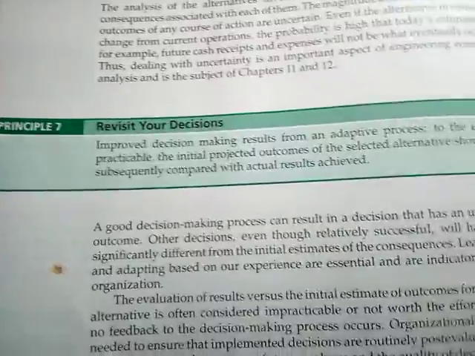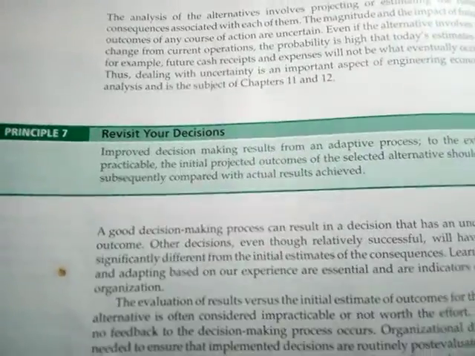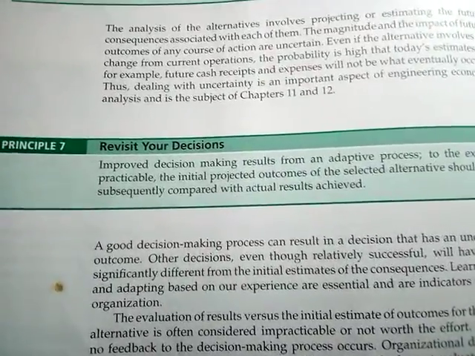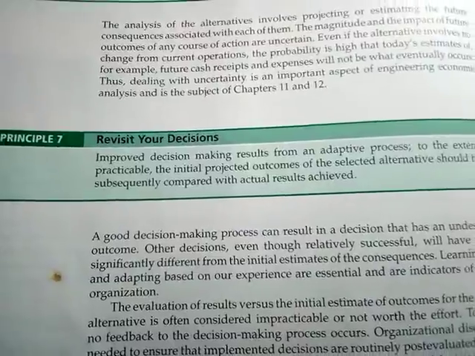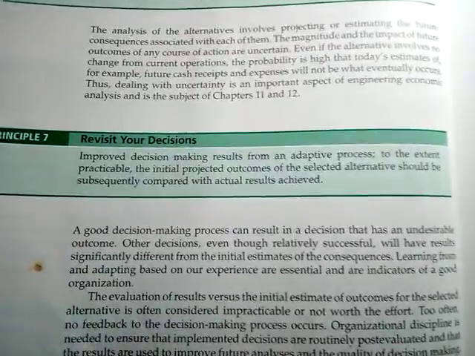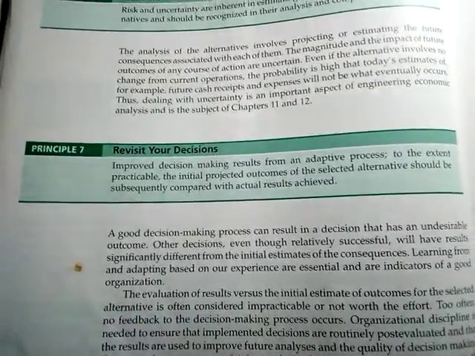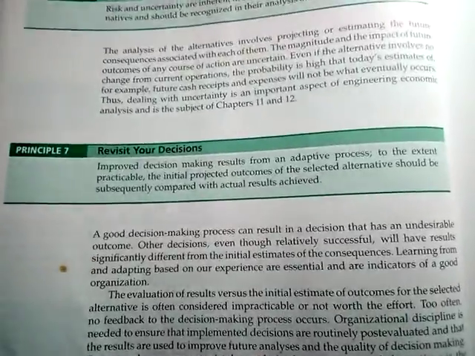Then principle 7 is to revisit your decision after you have gone through 6, making the risk analysis. Then you go back again and check to see whether you have made any mistake in making the decision that you arrive at.